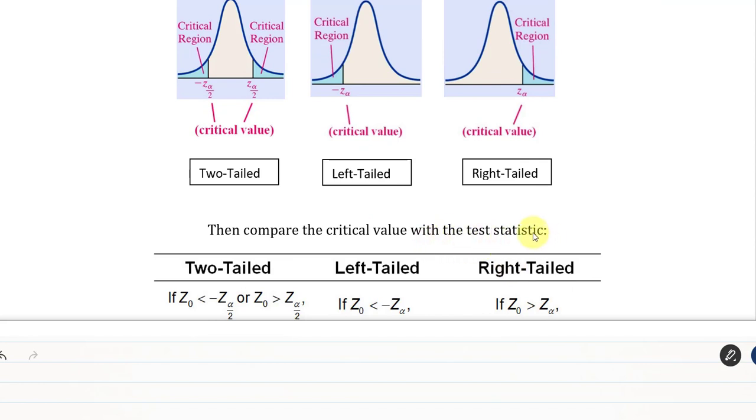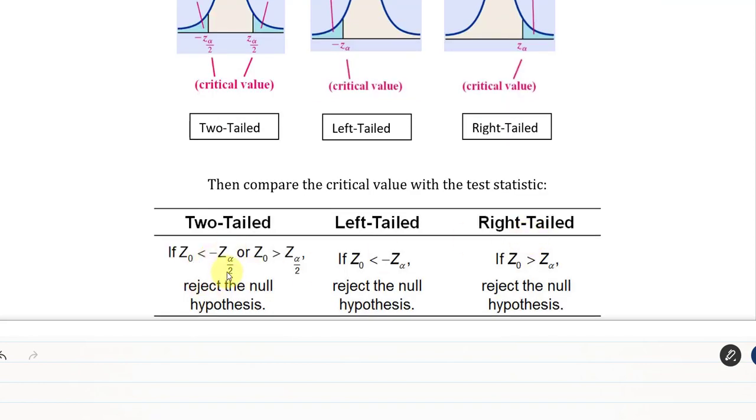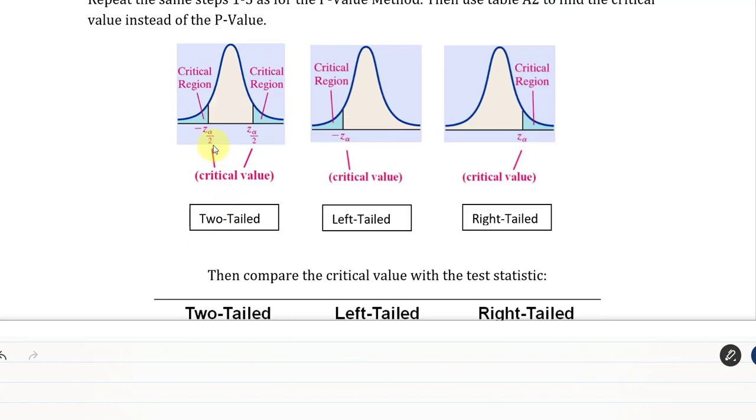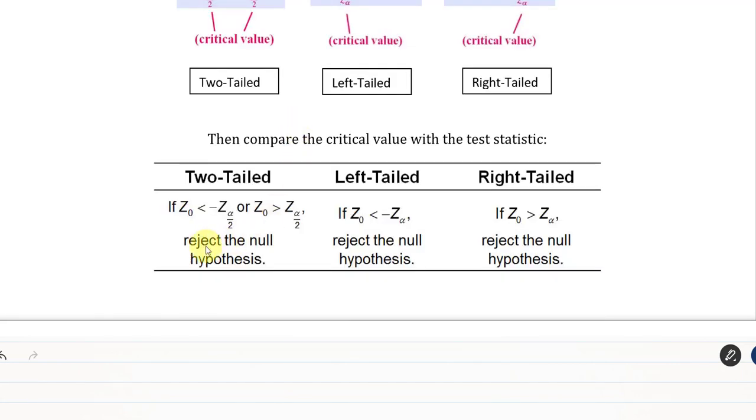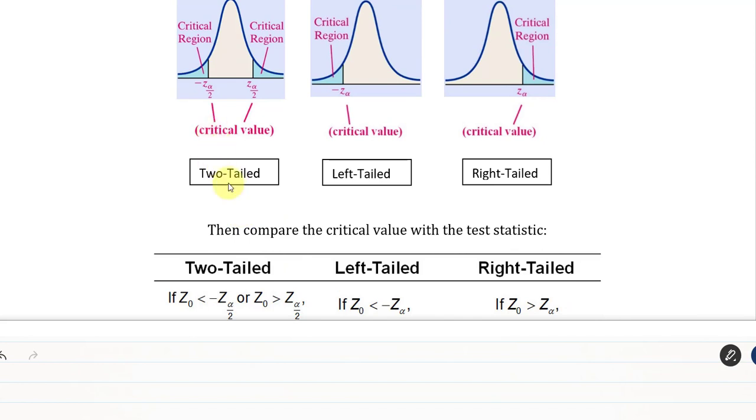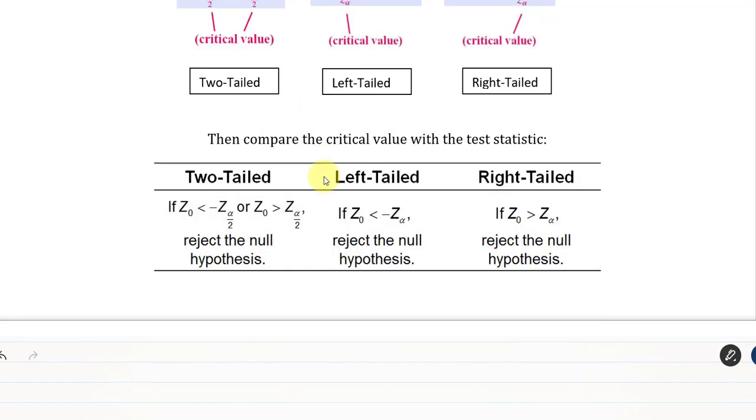with the test statistic. Now, if z0 is less than minus z alpha over 2 or bigger than z alpha over 2, then we reject the null hypothesis. In other words, if your z0 is inside the critical region in any of the three cases, then we reject the null hypothesis.